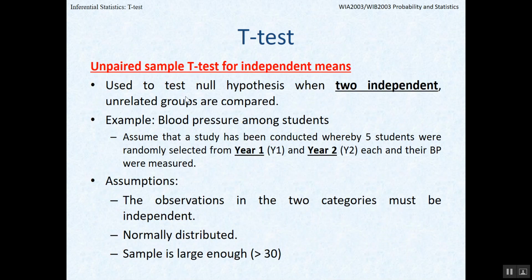All right, so the earlier one, men and women in a group looking at their height, is called an unpaired sample t-test, or you can also say independent means, right? It is used to test the null hypothesis when there are two independent, unrelated groups, in this case men and women, or if I'm checking something on year 1 and year 2 students, there are two groups of people, all right? So in this case, it is independent.